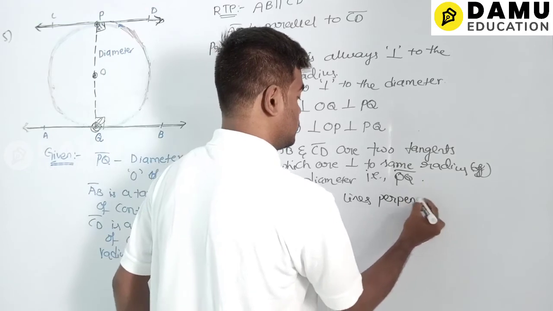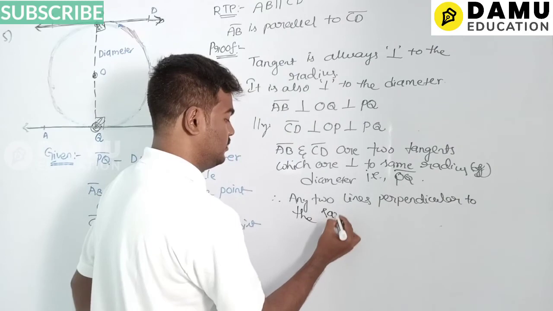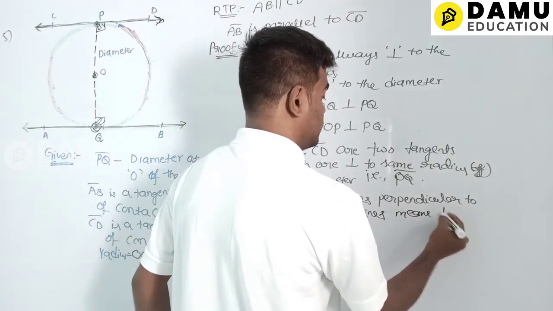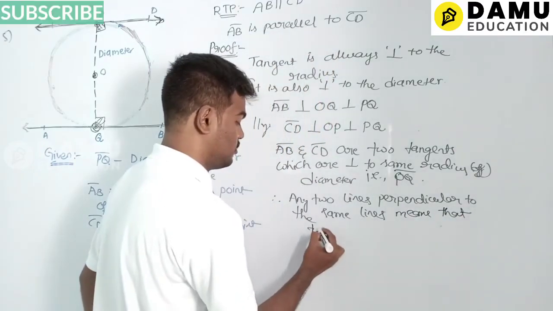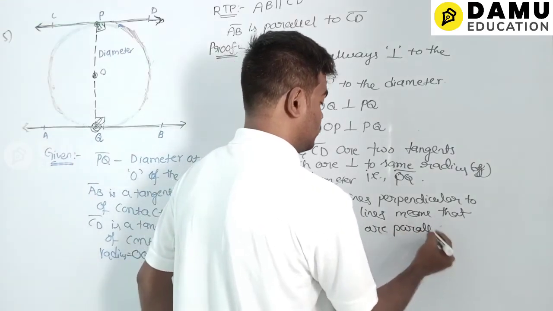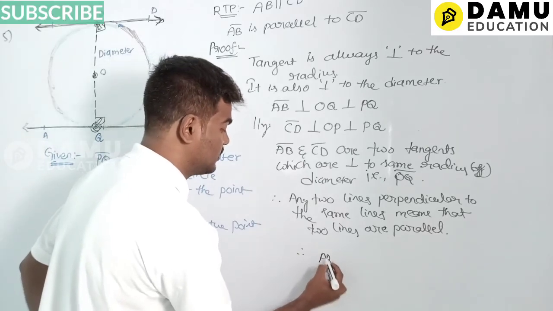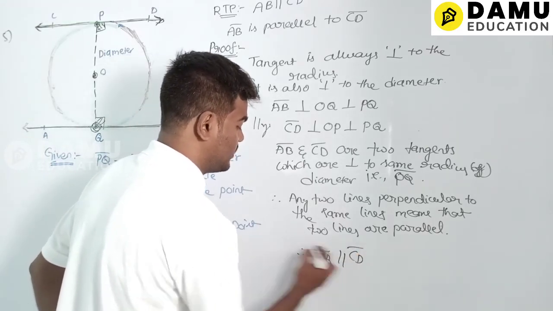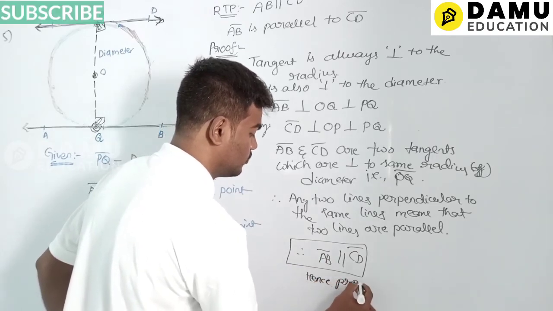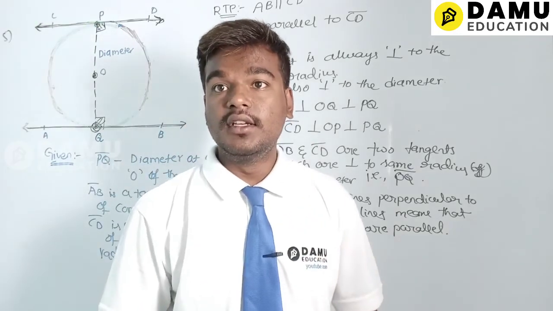Any two lines perpendicular to the same line means that the two lines are parallel. Therefore, here AB is parallel to CD. Hence, proved. So this is the way to prove any given question.